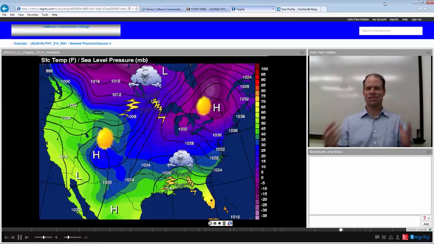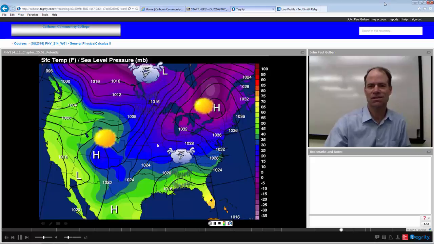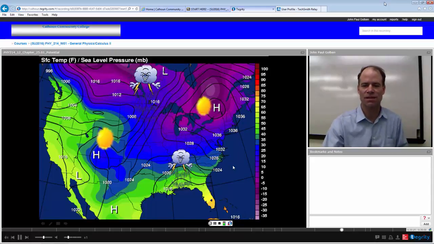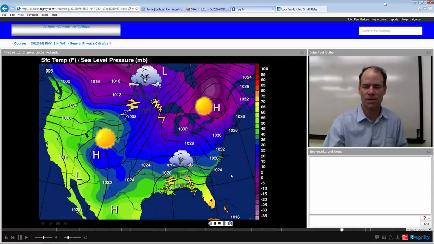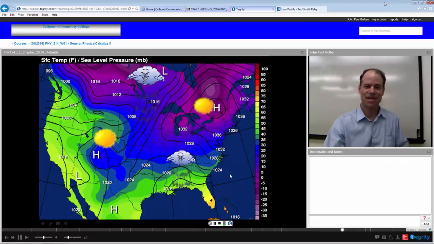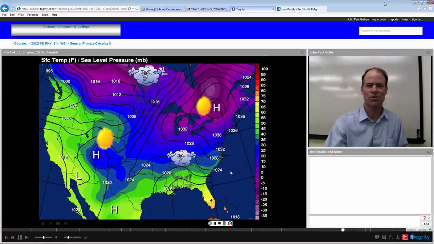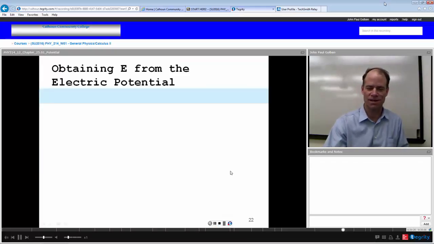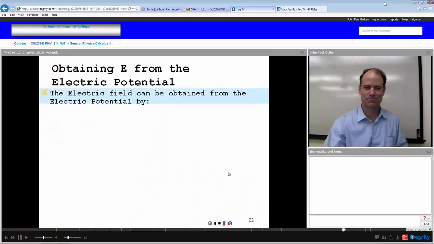So we can see how simplified the contour maps can make this for us in the energy perspective. And we can also understand the weather. That's our weather forecast for today. Weekend forecast yet to come.